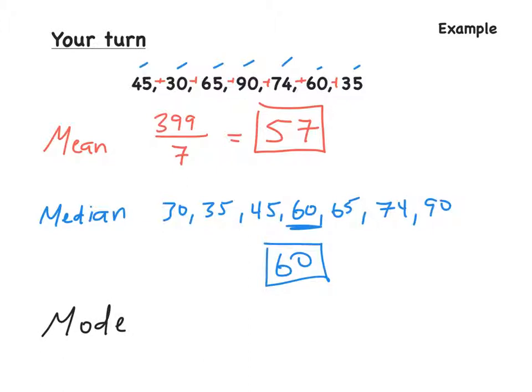The mode. Which one of these shows up the most, or more than once? Looks like 30, 35, 45, 60, 65, 74, 90. Looks like none of them show up more than once. So with this, our mode, the answer is there is no mode.